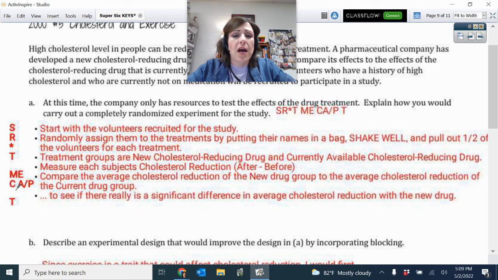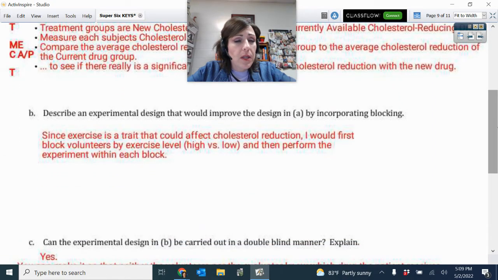50%. So with this quantitative data, I think it's really more informative if you do this matching, where we're doing a reduction per person and we are comparing it to see if there is an average difference in the reduction of cholesterol, to see if there really is a significant difference in the average cholesterol reduction with the new drug.